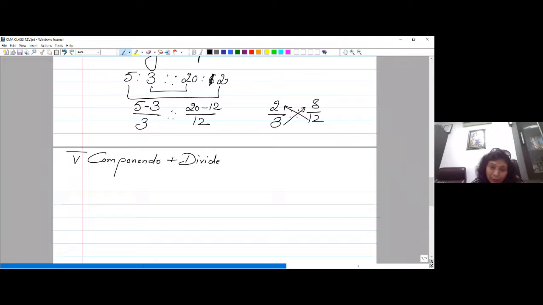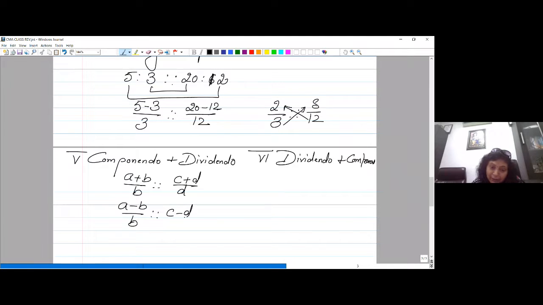The first one is componendo and dividendo, and the second one is dividendo and componendo. The only difference is that in the first scenario, componendo is first and dividendo is second, and in the second case, dividendo is first. Componendo says (A plus B) upon B is in proportion to (C plus D) upon D. Dividendo says (A minus B) upon B is in proportion to (C minus D) upon D.